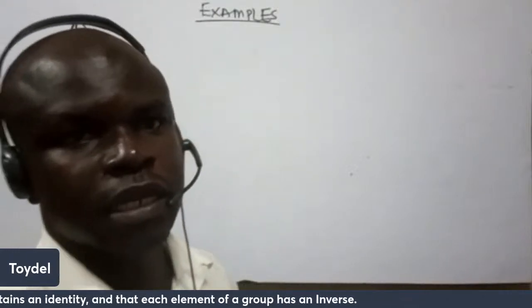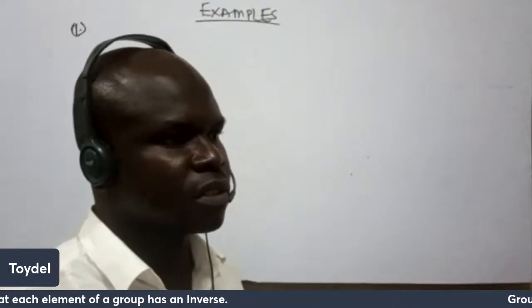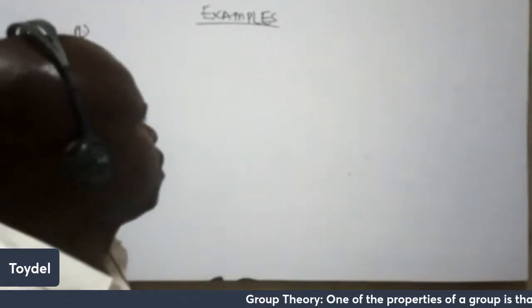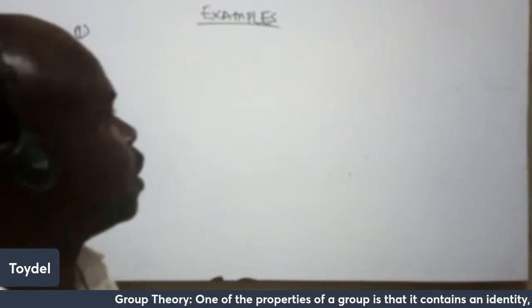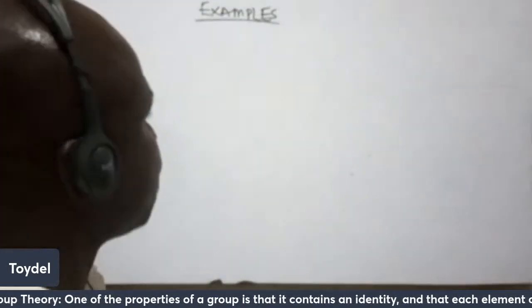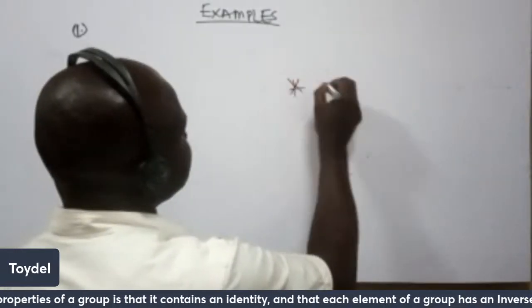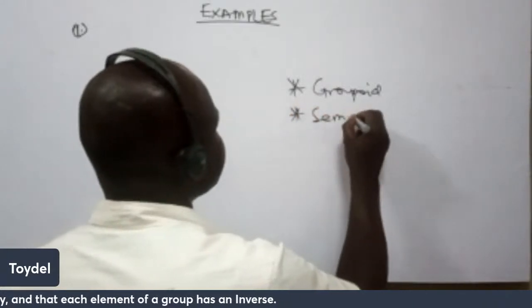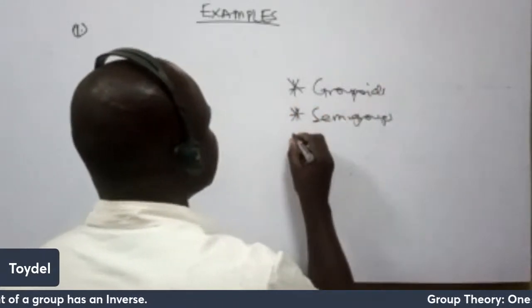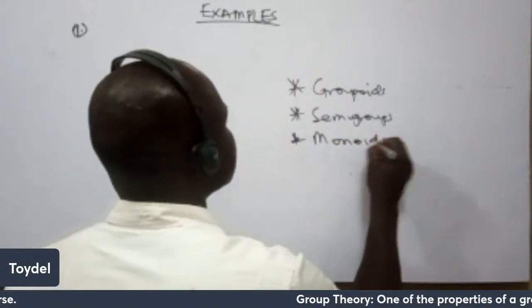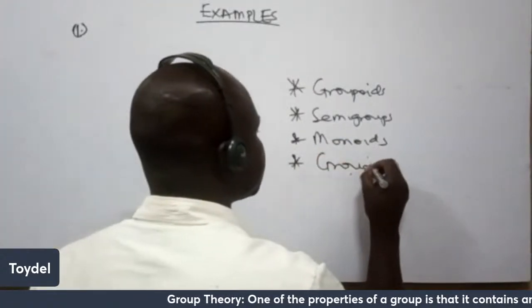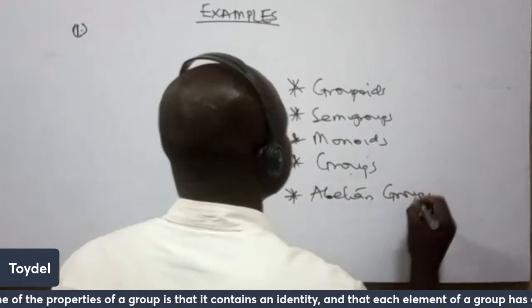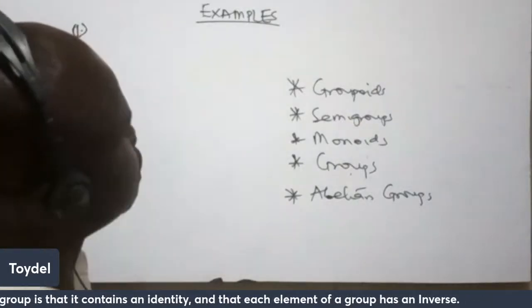So today we want to look at examples on semigroups, monoids, groups, and abelian groups. When I introduced group theory, we talked about 5 different concepts. The first one is groupoid. We talked about semigroups. We talked about monoid. We talked about groups. Then finally we talked about abelian groups. So I have a video on this concept.